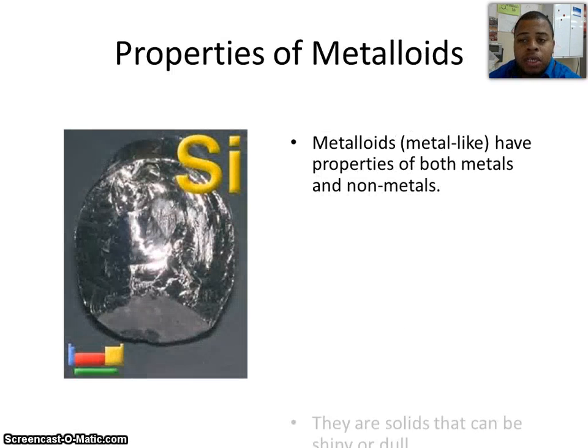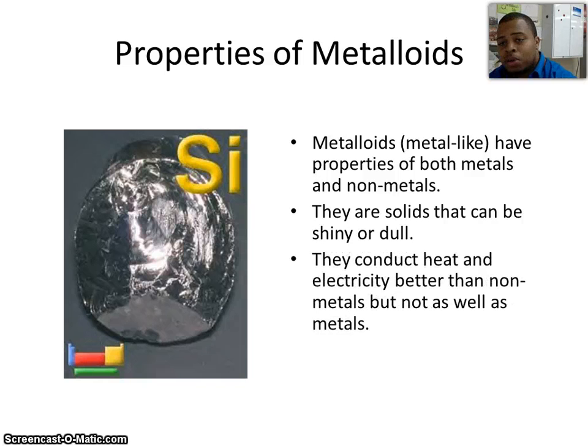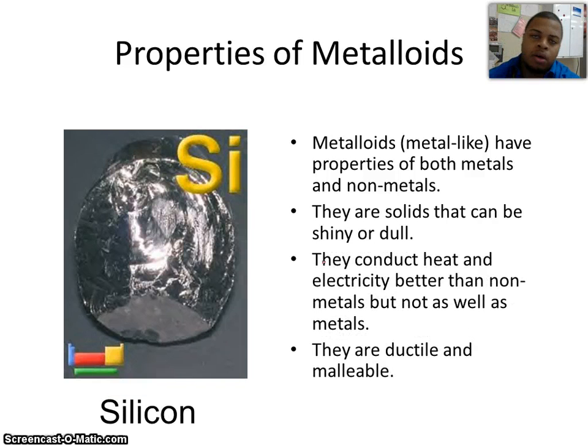Now, what about metalloids? The name metalloid, of course, means metal-like. So it's going to have some properties of metals and of nonmetals. Some will be shiny, some will be dull. Some conduct heat and electricity better than others, better than nonmetals, sorry, but not as well as metals. And many of them are malleable and ductile, while some are not.